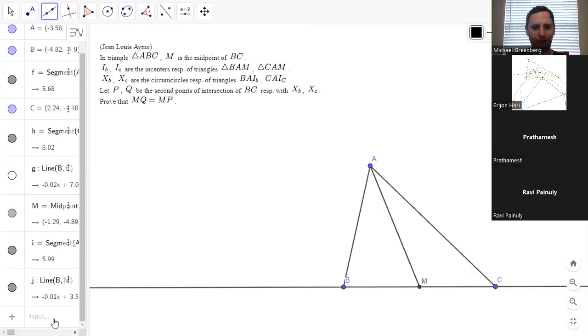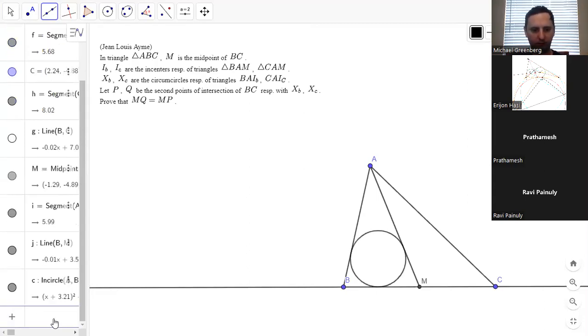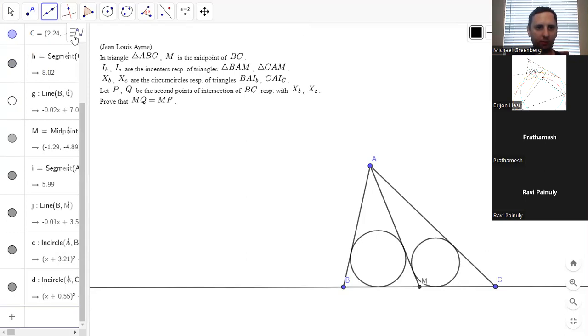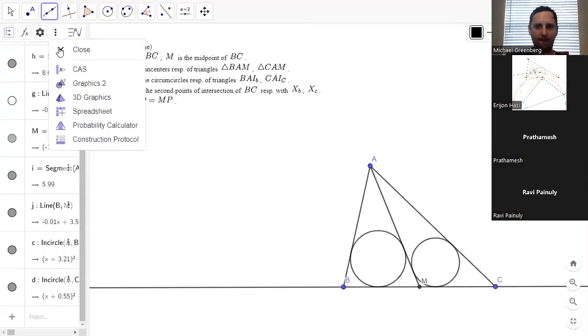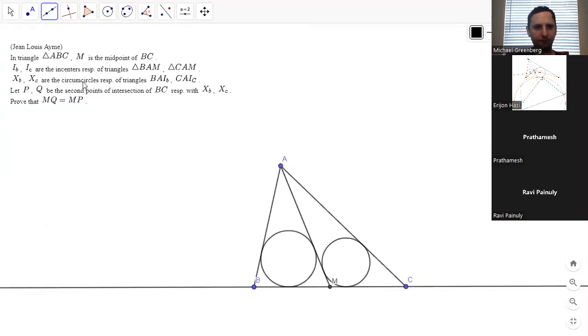I knew something was weird. So we have the encircle, that encircle, and this encircle. Okay, so now I'm going to close this. Oops, sorry.